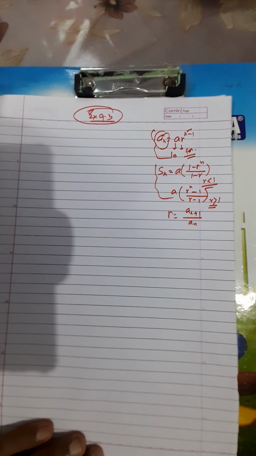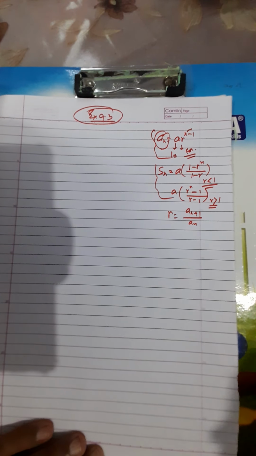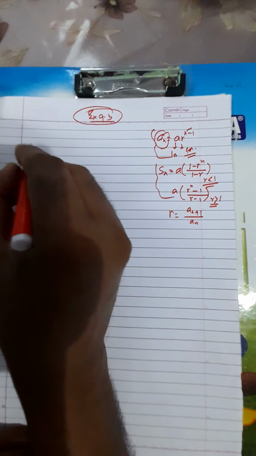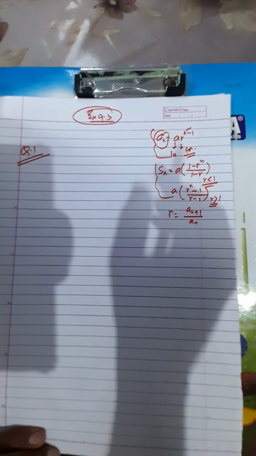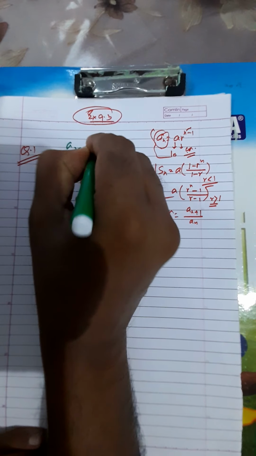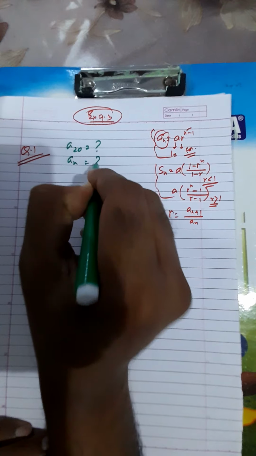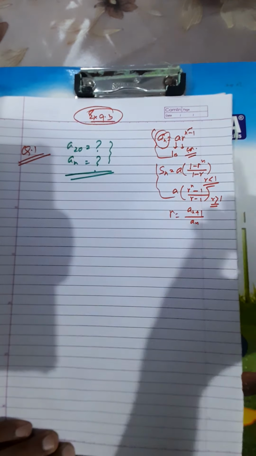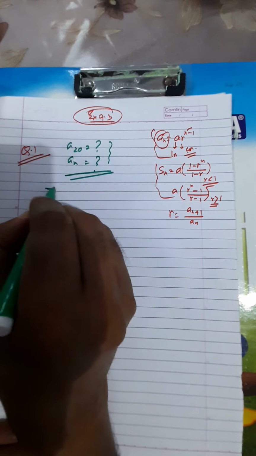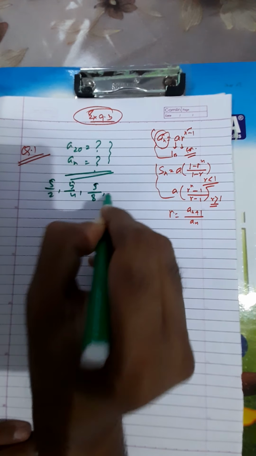So see the question. What is the first question given? In 9.3, find the 20th and nth terms of the GP. Question number 1. We need to find A20 and the nth term An. Here the GP given is 5 by 2, 5 by 4, 5 by 8, and so on.